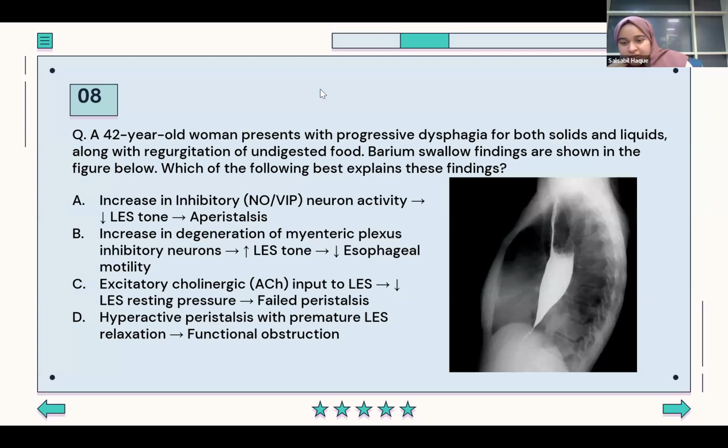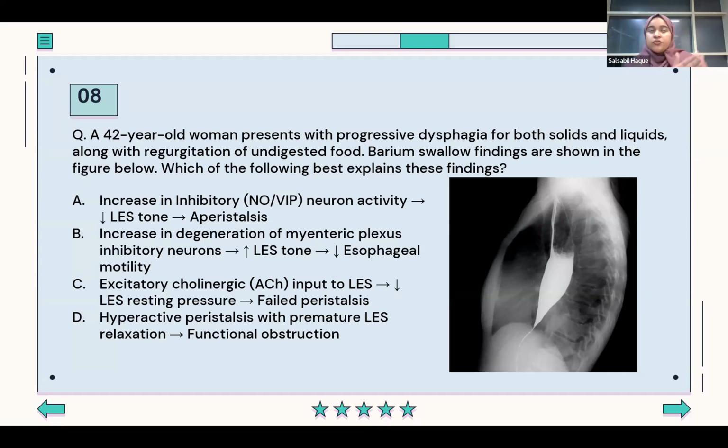Okay, so this is achalasia. I don't know if the doctor put emphasis on this, but this is a very important, high-yield disease. It comes everywhere. Achalasia is basically degeneration of the myenteric plexus, which causes inhibitory neurons to be degenerated.